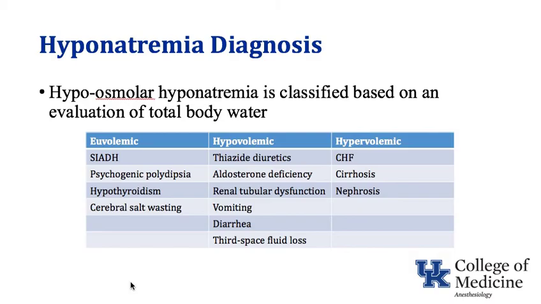Hypoosmolar hyponatremia is classified based on the evaluation of the patient's total body water balance. So a patient who is euvolemic is likely to have either SIADH, psychogenic polydipsia, hypothyroidism, or cerebral salt wasting. A patient who is hypovolemic, this typically occurs because of thiazide diuretics, aldosterone deficiency, renal tubular dysfunction, vomiting, diarrhea, or third space fluid losses. And then a patient who is hypervolemic is typically due to congestive heart failure, cirrhosis, or nephrosis.